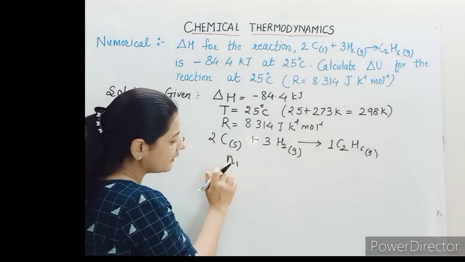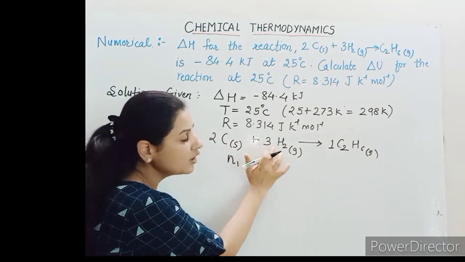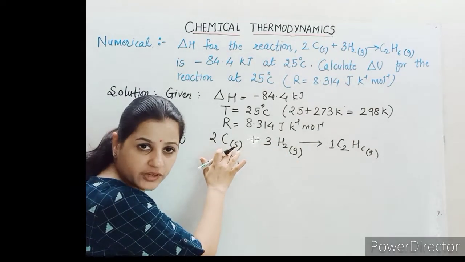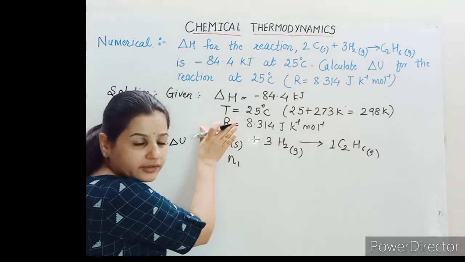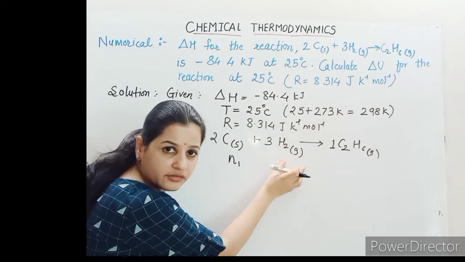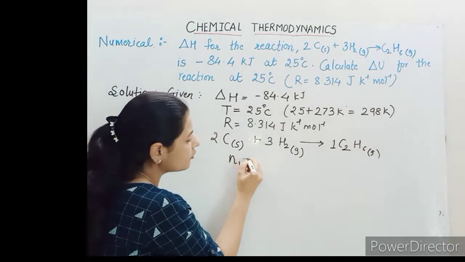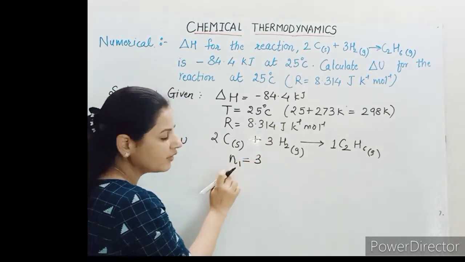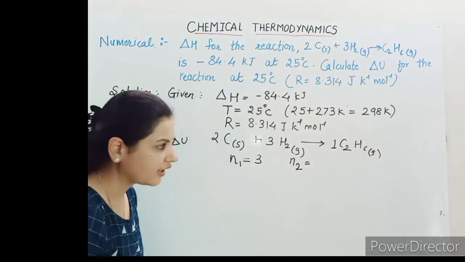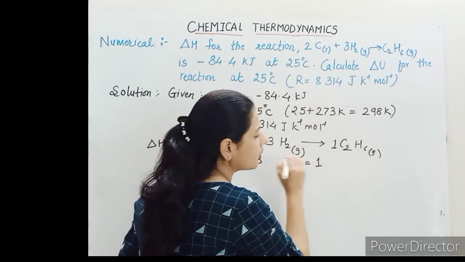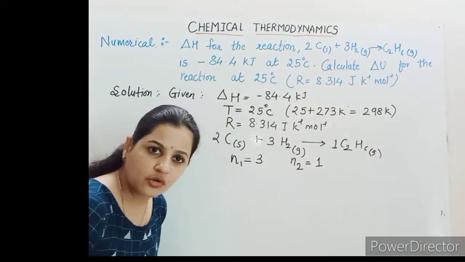So in this case, N1 means the number of moles on the reactant side, and on the reactant side there are 3 moles of H2 and 2 moles of carbon. But carbon is in the solid state, so we are not going to consider this. We are just going to consider the molecules which are in the gaseous state. So N1 will be 3, and N2 means the number of moles on the product side. On the product side there is only one ethane molecule, therefore N2 will be equal to 1.